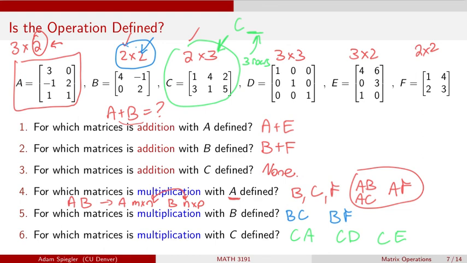So we need to pay attention to the matrix size. It's a little bit easier to identify when addition works because we need them to be the same exact size. With multiplication, we just need to be really careful that the first matrix has the same number of columns as the second matrix has rows.